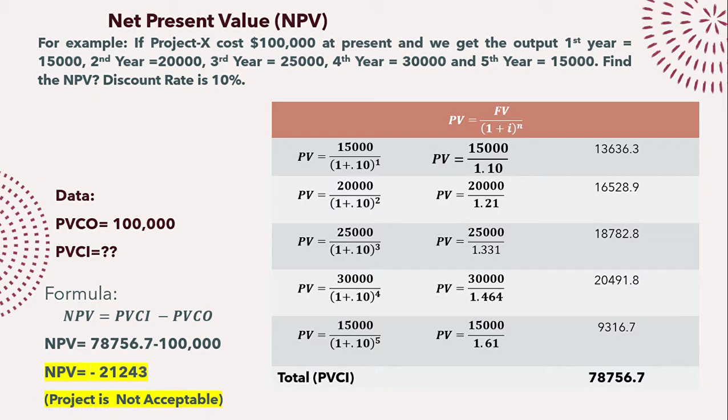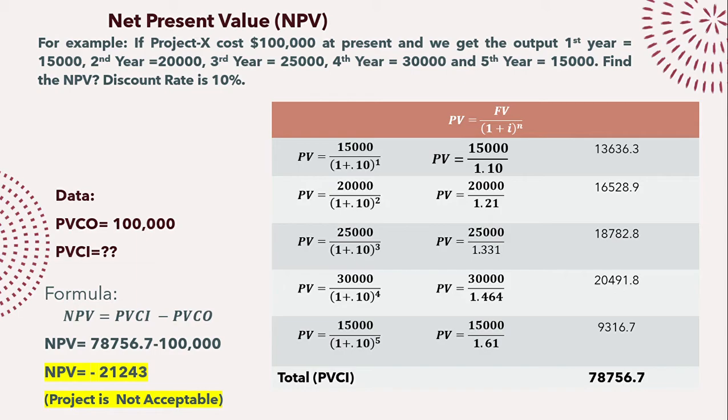Following the process of discounting, we find the present value cash inflow is 78,756.7, and the present value cash outflow is 1 lakh. So here we get an NPV of minus 21,000. This project is not acceptable because it is negative.